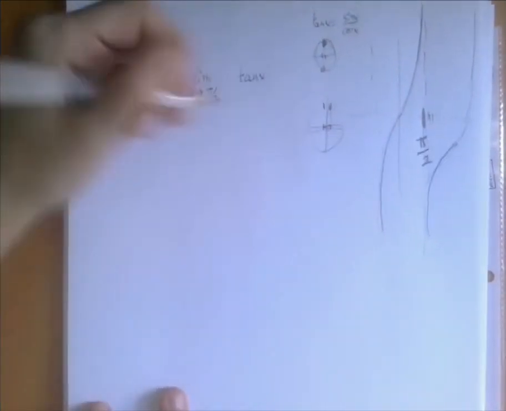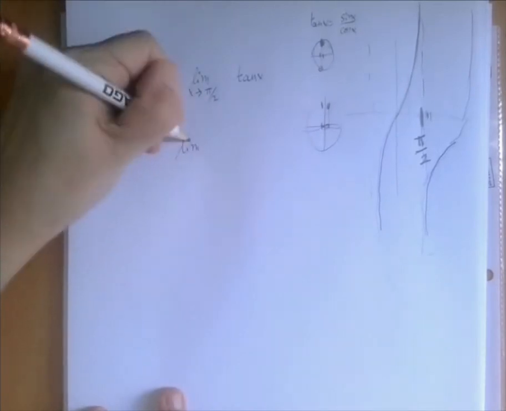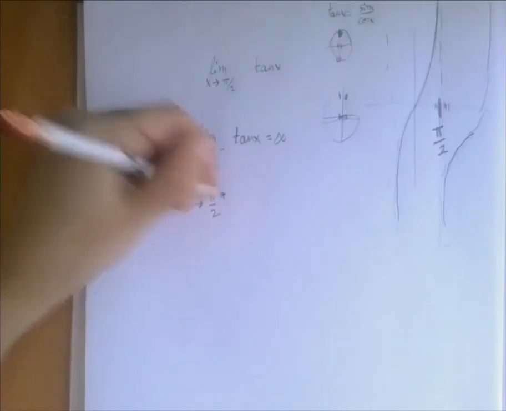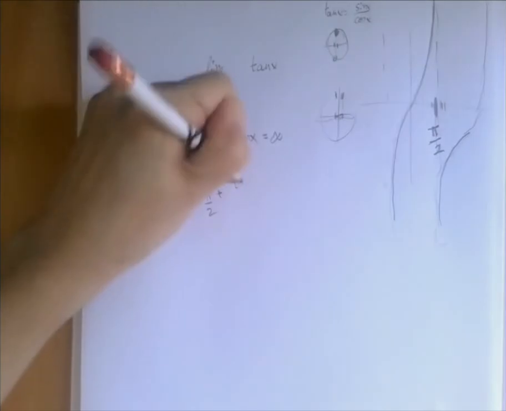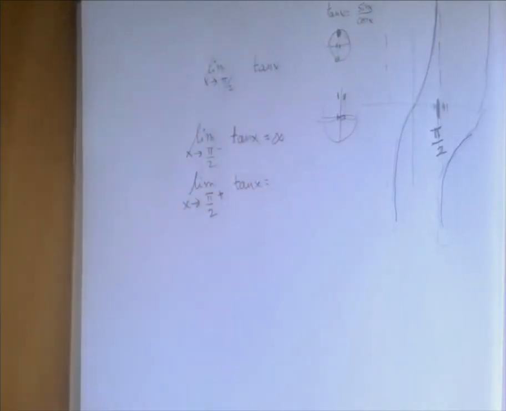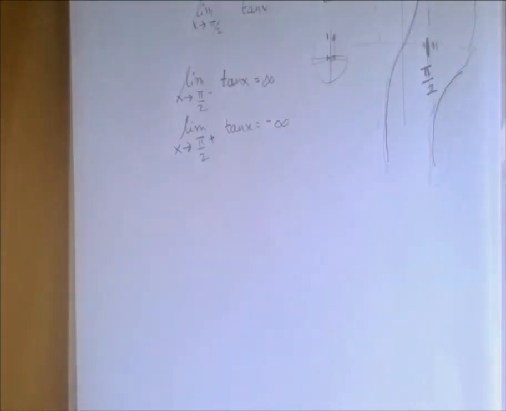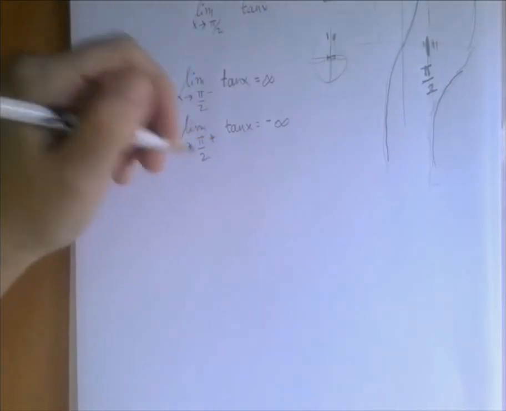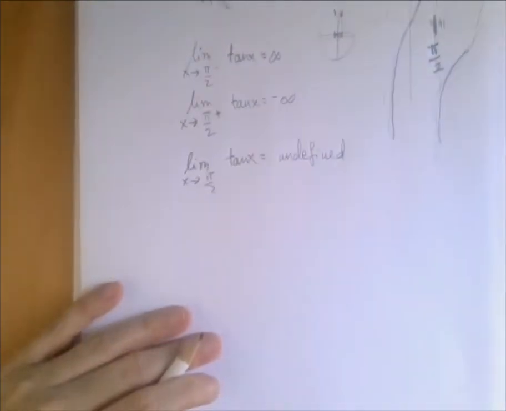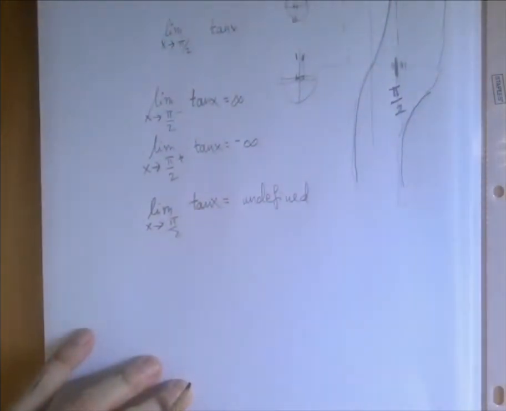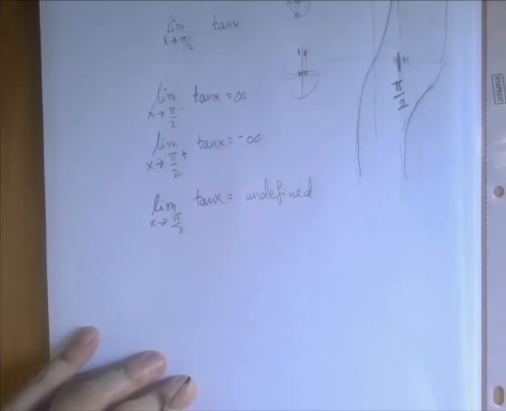So that means that the left limit is infinity. From the right, cosine x is a small negative value, therefore tangent x is going to approach negative infinity. So the two one-sided limits exist, but they disagree, therefore the two-sided limit does not exist. The limit of tangent x as x approaches pi over 2 is undefined.